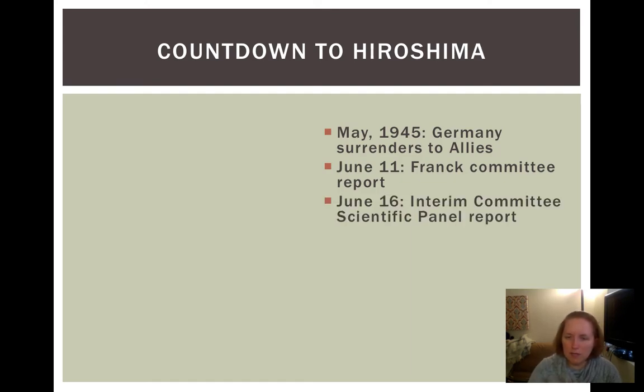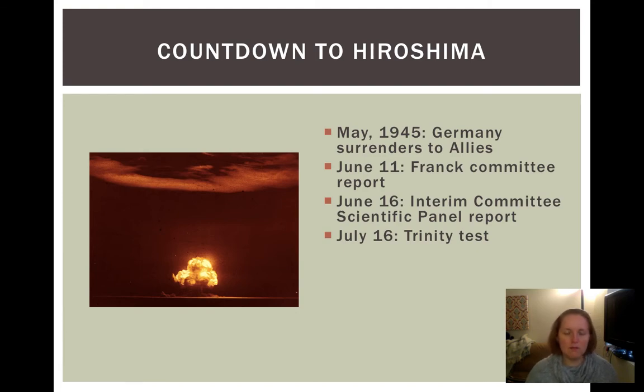On June 16th, the scientific panel on the interim committee. The interim committee was a committee set up in the government of very high-ranking government officials to determine what should be done with the atomic bomb. And they had a scientific panel composed of some of the most eminent nuclear physicists, Enrico Fermi, Arthur Compton, Edward Lawrence, J. Robert Oppenheimer. They come up with recommendations for the bomb's use. And they really can't think of a way to do a demonstration that's going to bring about an end to the war. They said that there was no acceptable alternative to military use. So at this point, the issue of whether the bomb is going to be used as a weapon is now closed. A month later, July 16th, we have the Trinity test.